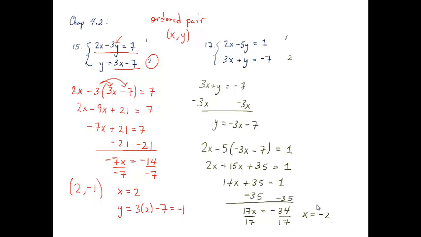Okay, but you're not done yet. We still have to find y. So now I'm going to take this x and plug it into any of those equations to find y. I'm going to choose to plug it into this one because this one's already solved for y. So I'm going to have y equals negative 3 times negative 2 minus 7, which is going to be y equals 6 minus 7, which is negative 1. So I get y equals negative 1. So my solution is negative 2, negative 1.